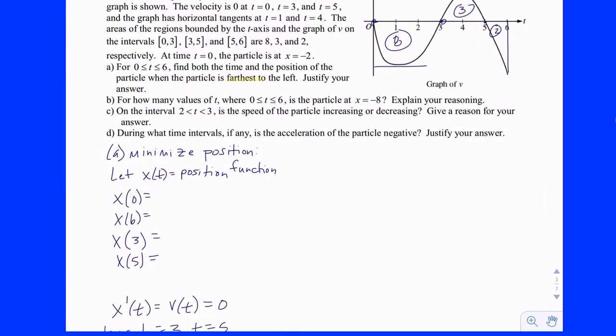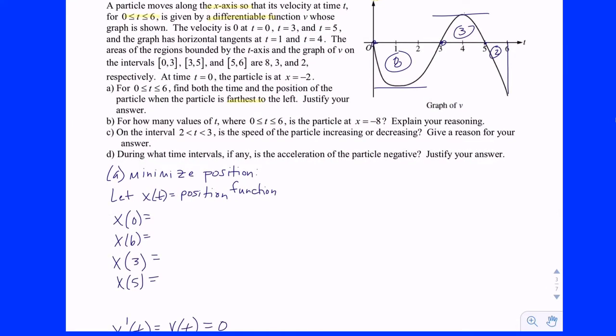Do we have where it started? Does it tell us where it started? No, it doesn't actually tell us where it started. But here's the thing. If all of them are starting at the same place, shouldn't the displacement be enough to determine when it's furthest left?